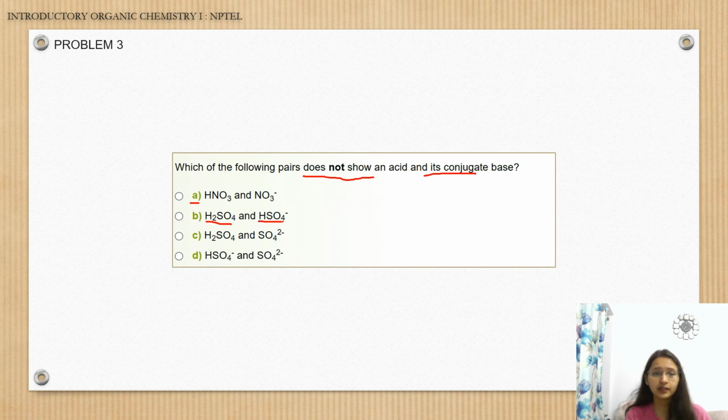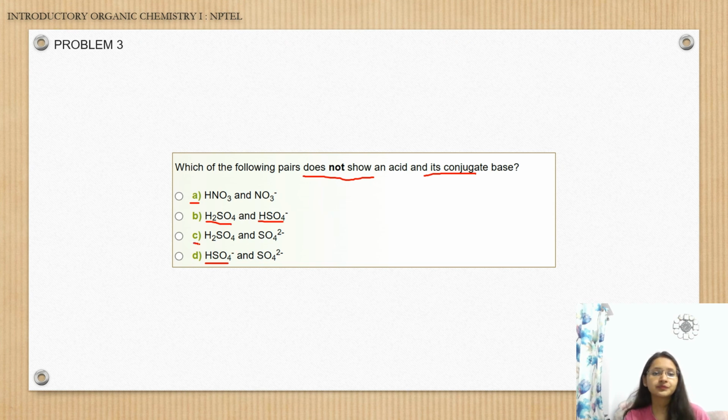Now coming to option number D, HSO4 minus and SO4 2 minus. Here, HSO4 minus will behave as an acid, but after removal of one proton, what you will get is SO4 2 minus again. So this option is also correct, because after removal of one proton, you are getting the same species which is written here, that is SO4 2 minus. But when you come to option number C, now coming to option number C.